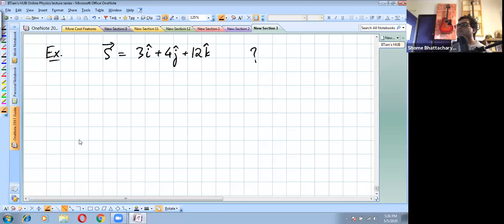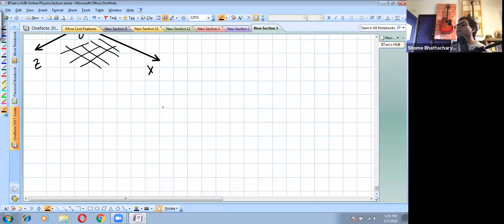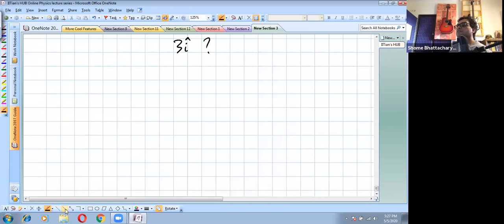Suppose our coordinate frame, the way we've drawn it in 3D, actually looks like this. X, Y, and Z axis. To give you a visual feel of this, that they are three mutually perpendicular planes. Now, how to interpret this vector? Let's understand. In this diagram, now let us first plot the vector 3 i cap. What is that vector? So, that is this vector.